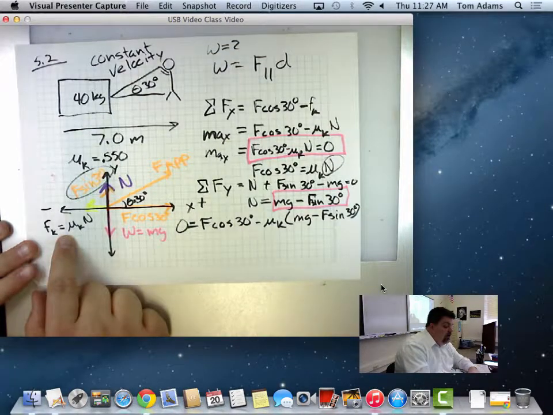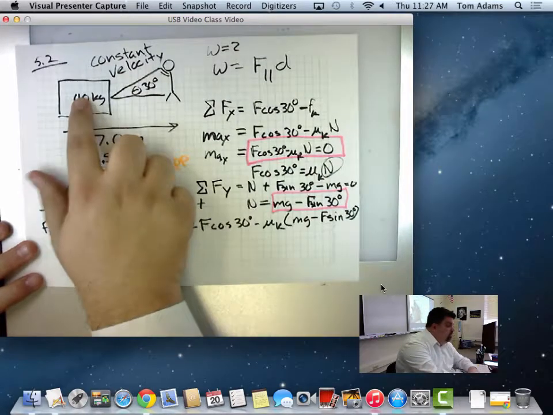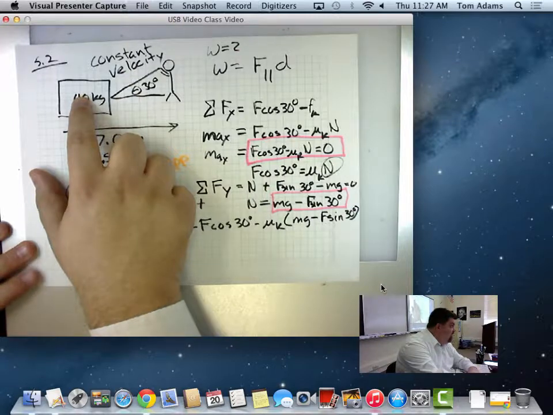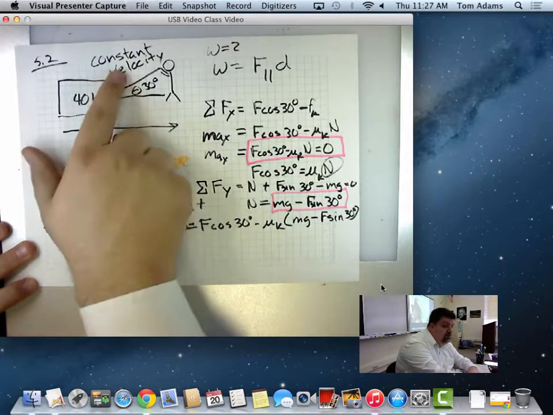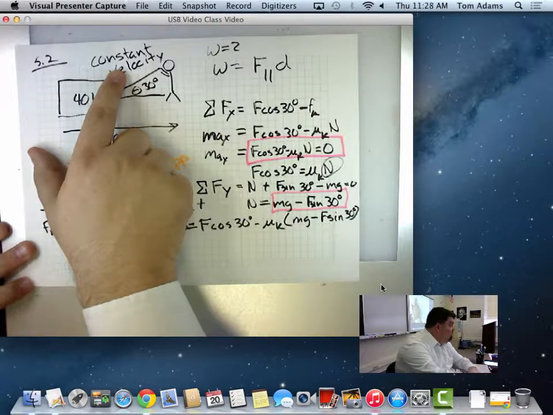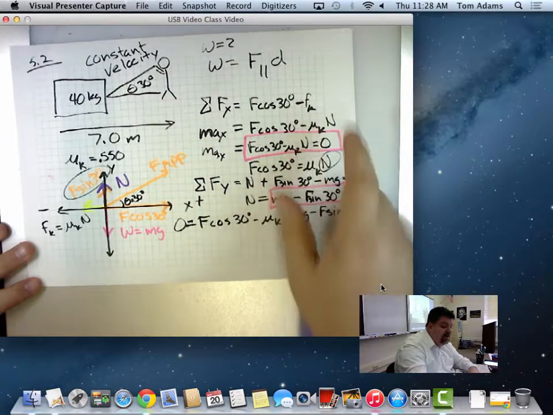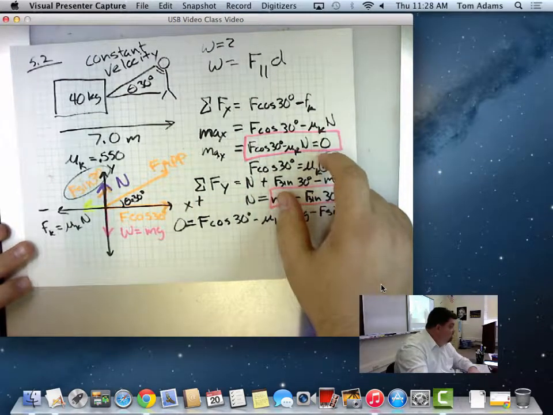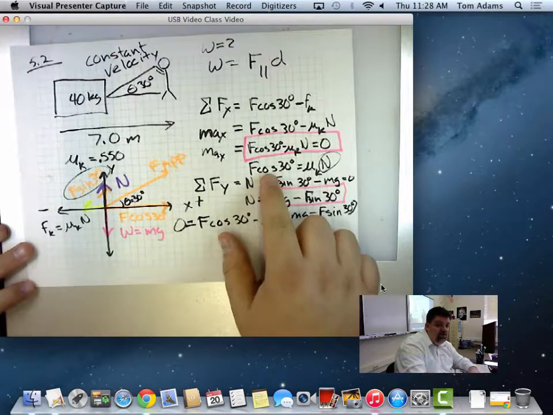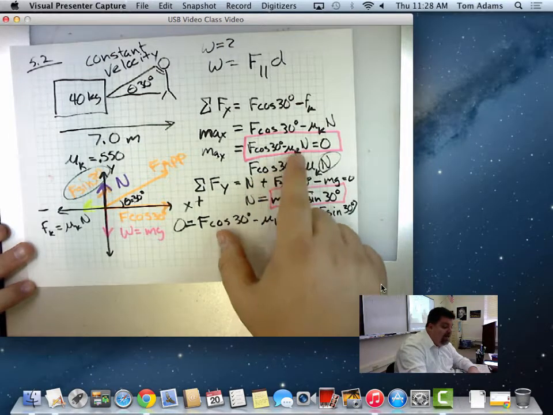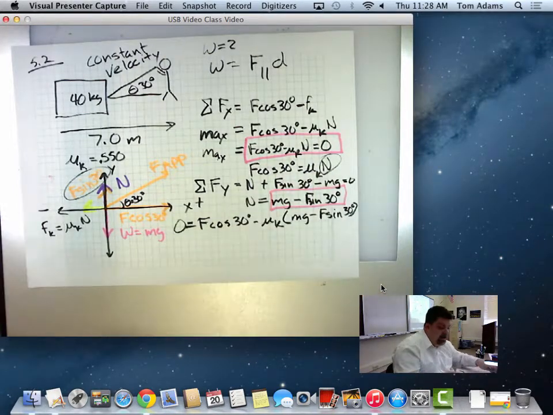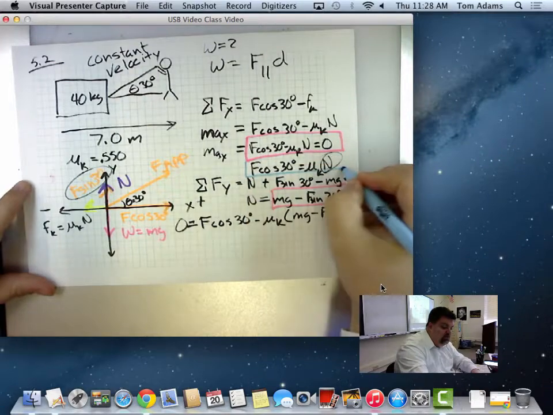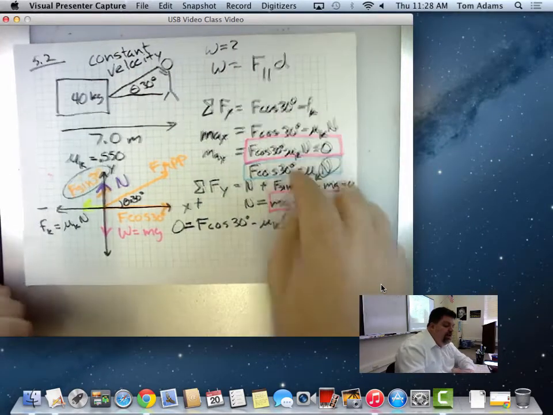Now, the object is not changing its velocity, and by definition, the acceleration of an object is a change in velocity. Since it's traveling at a constant velocity, what is its acceleration? 0. So this minus this has to equal 0. Does that make sense? Now, algebraically, I can add mu sub k N to both sides of the equation, and I'll get this equals this. We might use that later on.